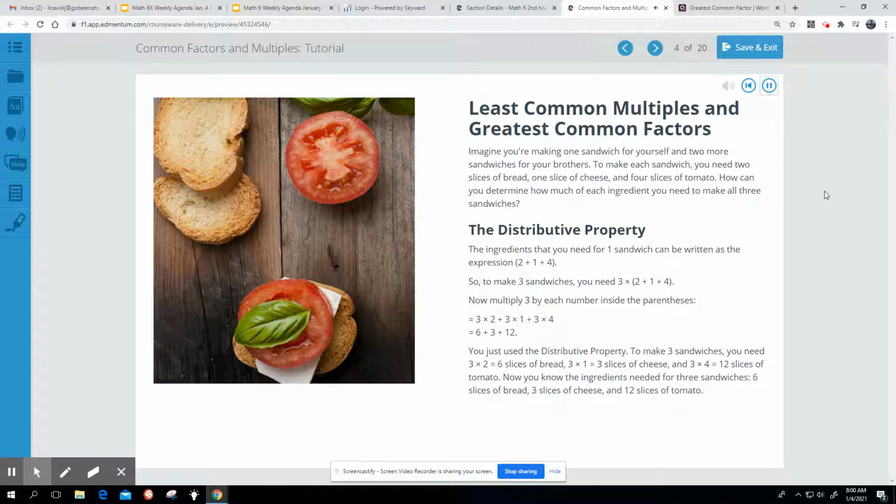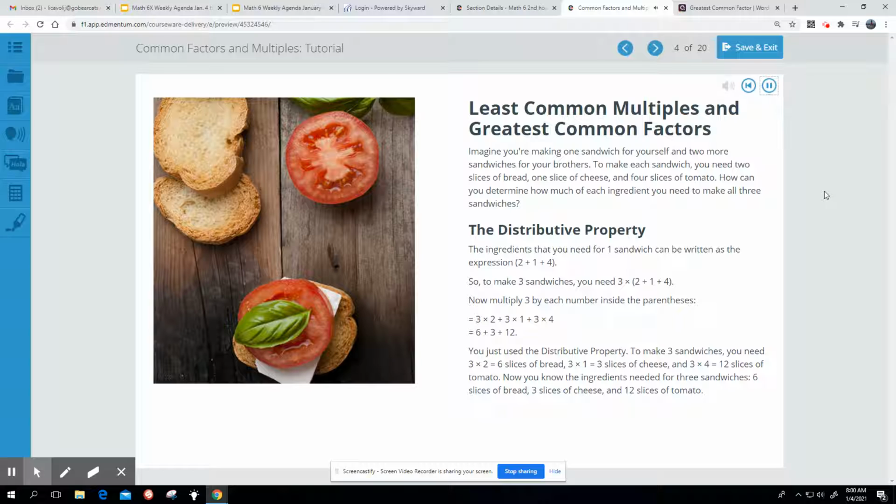The distributive property. The ingredients that you need for one sandwich can be written as the expression 2 plus 1 plus 4. So to make 3 sandwiches, you need 3 times the sum of 2 plus 1 plus 4. Now multiply 3 by each number inside the parentheses. Equals 3 times 2 plus 3 times 1 plus 3 times 4 equals 6 plus 3 plus 12. You just use the distributive property.